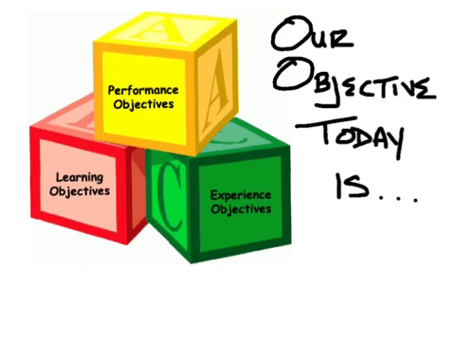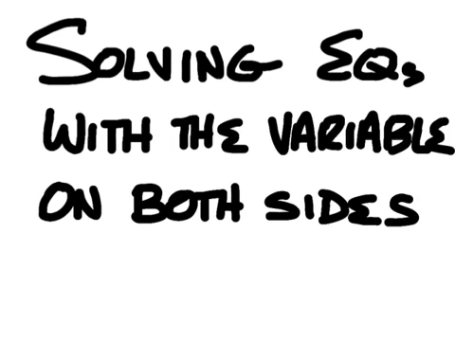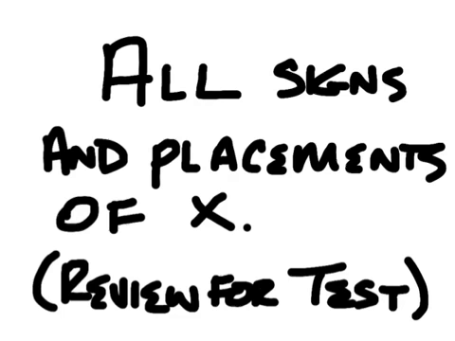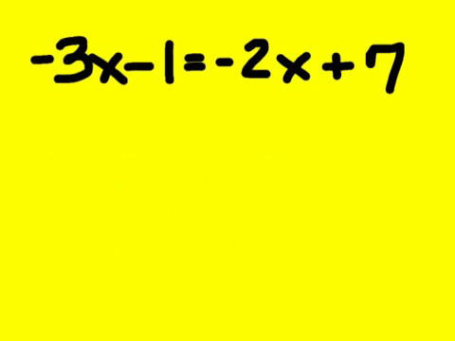And the objective for today is solving equations with the variable on both sides. Specific learning target is all signs and placements of x. Review for the test. Example number 1. What gets moved first?